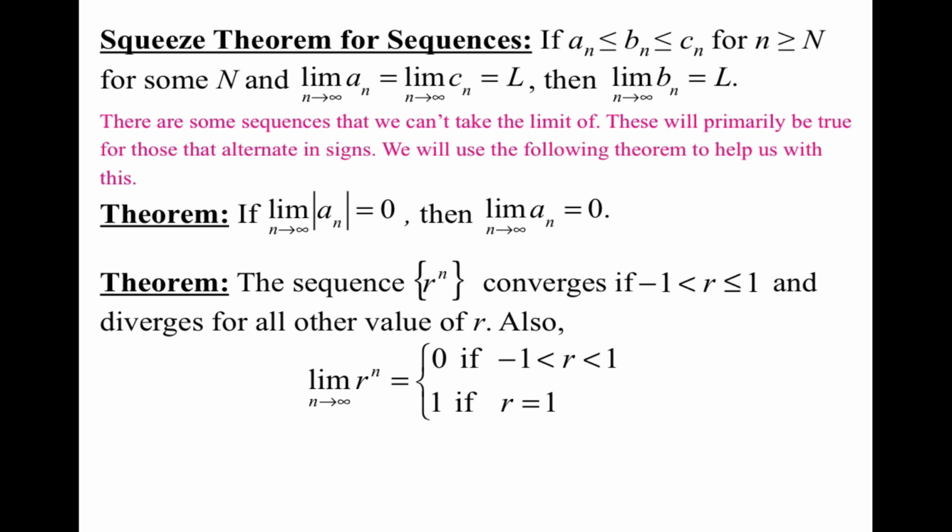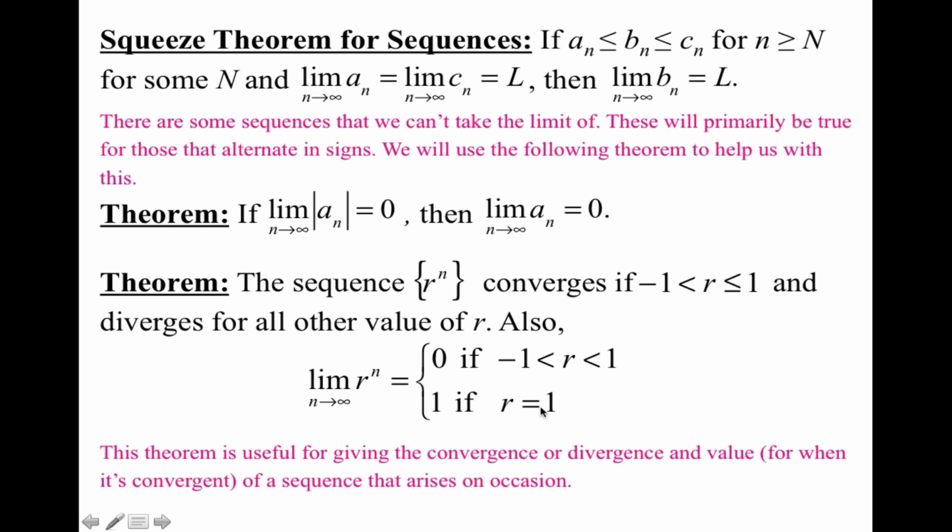Now, the sequence r to the n converges if r is between -1 and 1, but not equal to -1, and diverges for all other values of r. Then the limit as n approaches infinity of r to the n power is 0 if the ratio r is between -1 and 1, and you'll get 1 if the ratio equals 1. This theorem is useful for giving the convergence or divergence, and the value when it's convergent, of a sequence that arises on occasion.